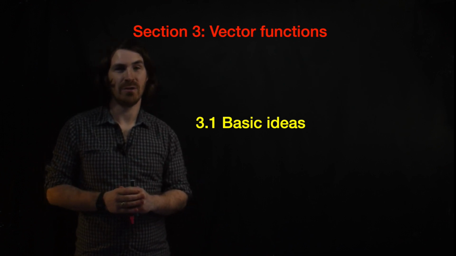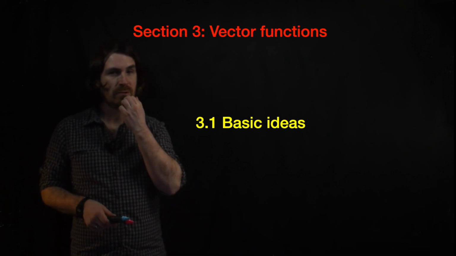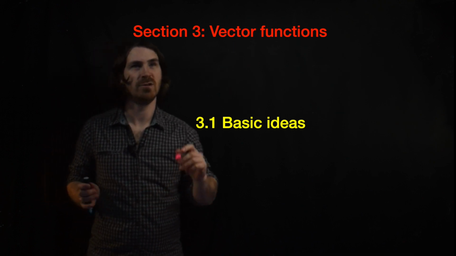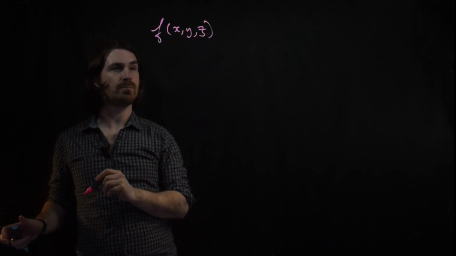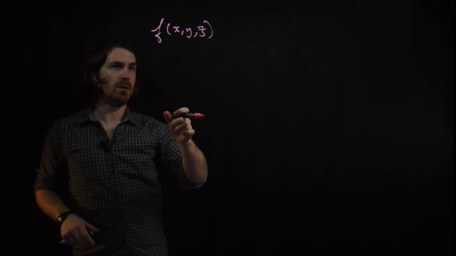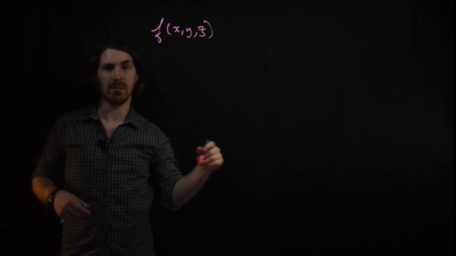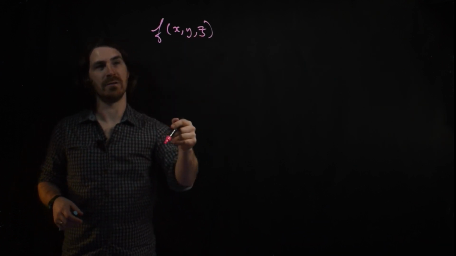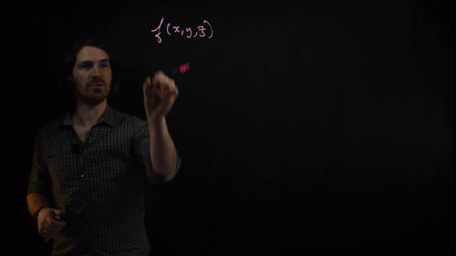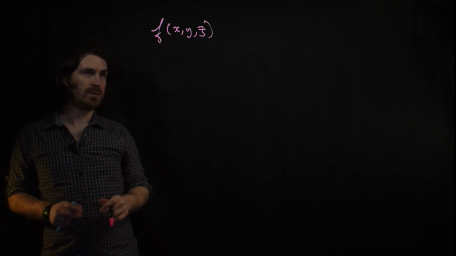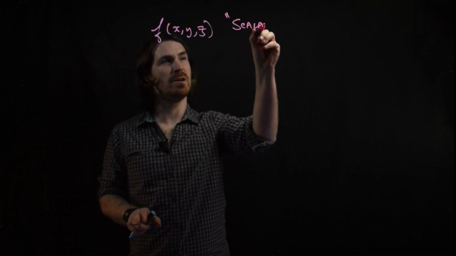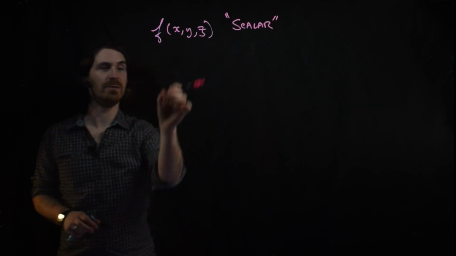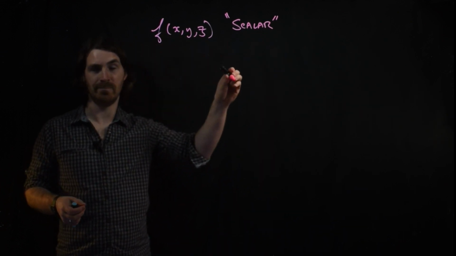Alright, so now we're in section 3, and we've so far thought about functions of several variables, maybe the temperature in a room. At any x, y, and z point in the room you're sitting in, you can measure the temperature, and maybe it's this function f. This is a scalar function. You just get a number. So for each point in the room, there is a number, which is the temperature.